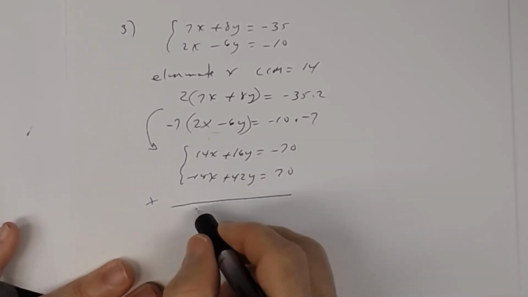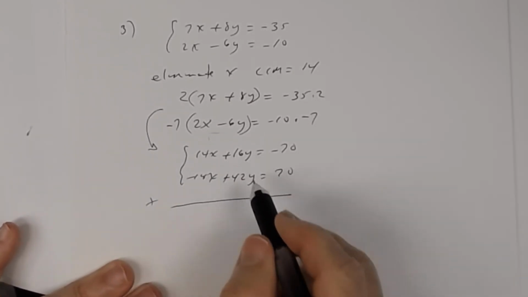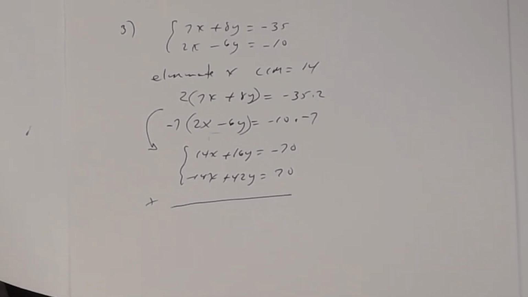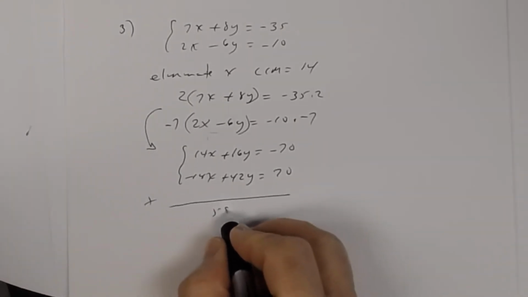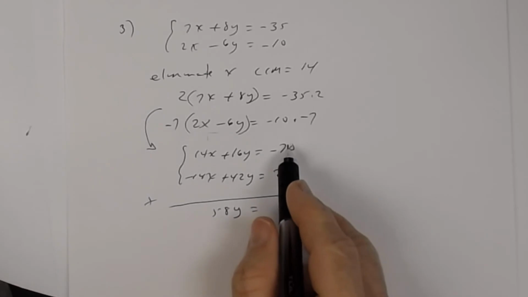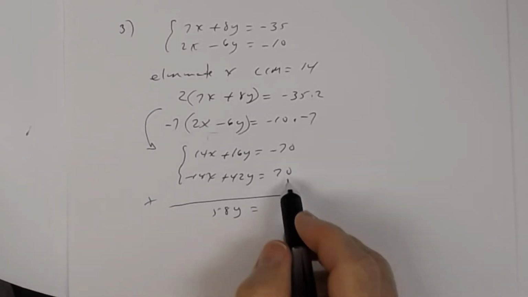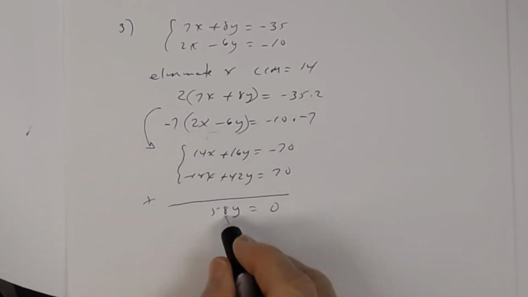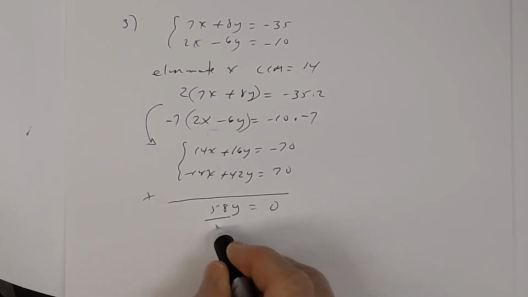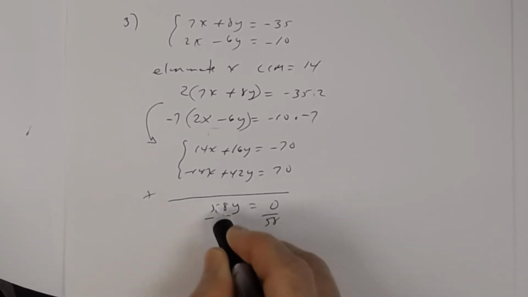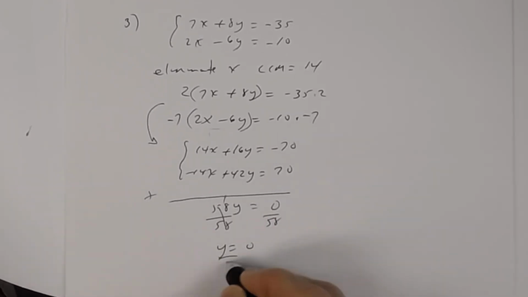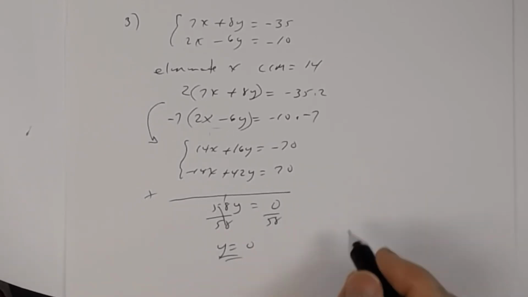14x minus 14x is 0. So I get 42y plus 16y is going to give us 58y equal. Now this is 0 because negative 70 plus 70 is 0. So I have 58y equals 0. Dividing both sides by 58, I get my y coordinate to be 0. 0 divided by 58 is 0.